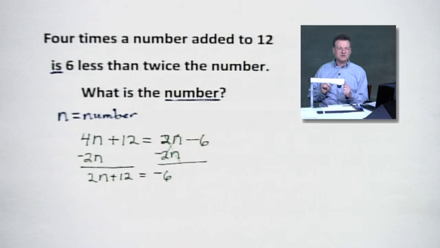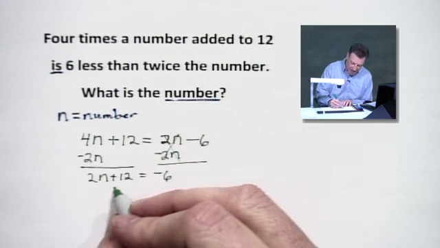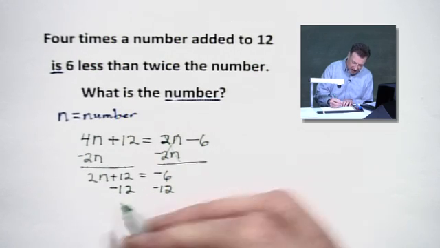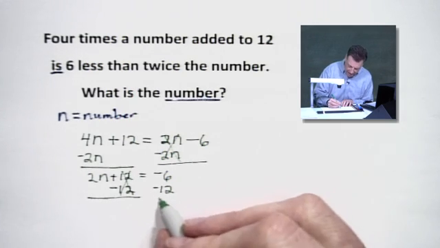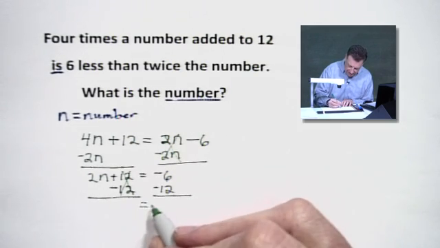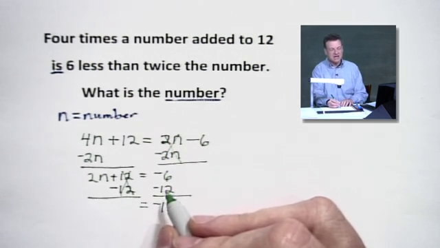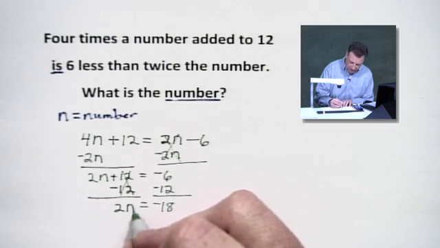Remember I said the next thing we want to do is get our 2n by itself, so we've got to move the 12. How about it? We'll subtract 12 off. And see, they go away. Say bye-bye. And on the right-hand side, it appears over there as a negative 18, because that's what negative 6 and negative 12 are going to do for us, all right? 2n is by itself now on the left.